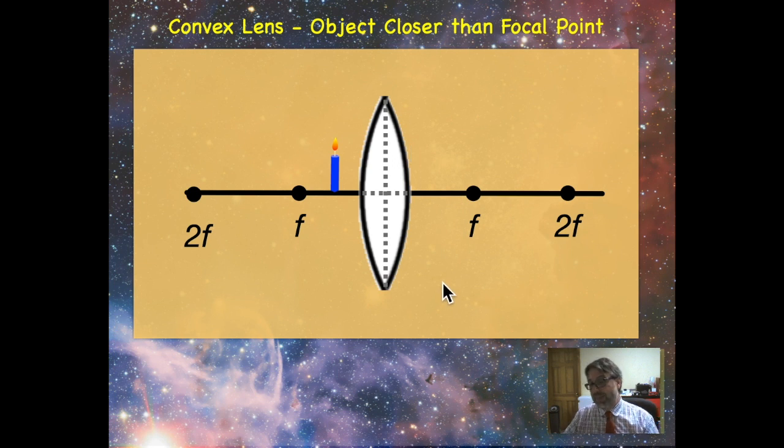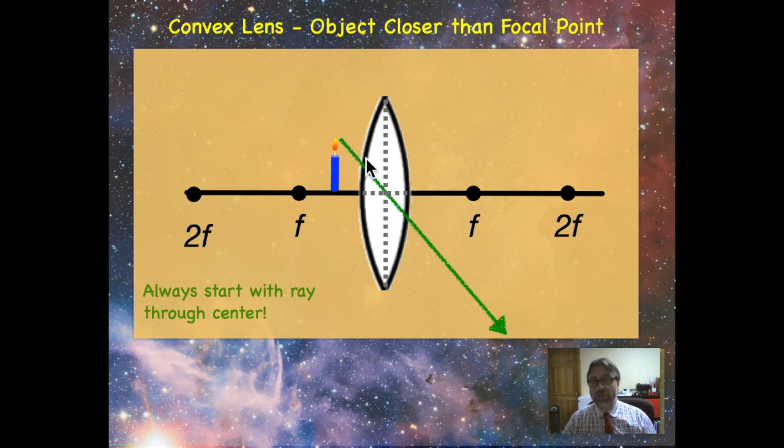So I have the same lens, which means I have the same focal points. What I've done is moved my candle, my object, closer to the lens. And I'm going to use those ray diagram rules to see where the image will be. But unlike before, I'm going to start with the light ray from the top of the object straight through the middle of the lens, because that one does not bend at all. So I suggest you always start with this light ray first.